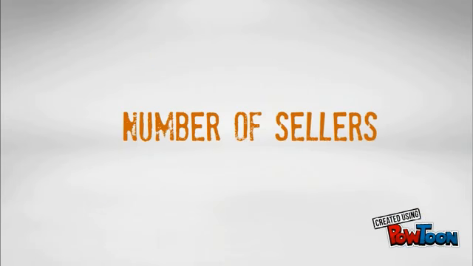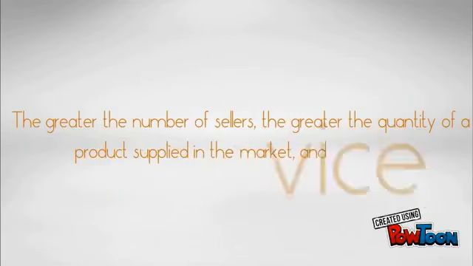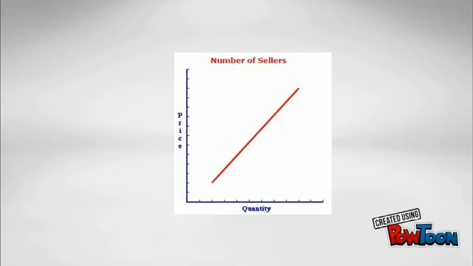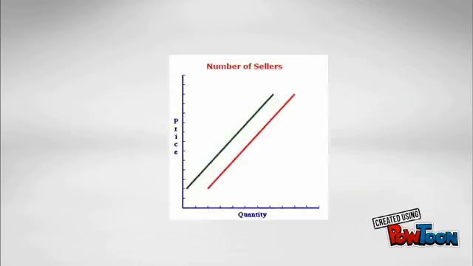Number of sellers. The greater the number of sellers, the greater the quantity of a product supplied in the market, and vice versa. That is, an increase in the number of sellers will increase the supply and shift the supply curve rightwards, whereas a decrease in the number of sellers will decrease the supply and shift the supply curve leftwards.